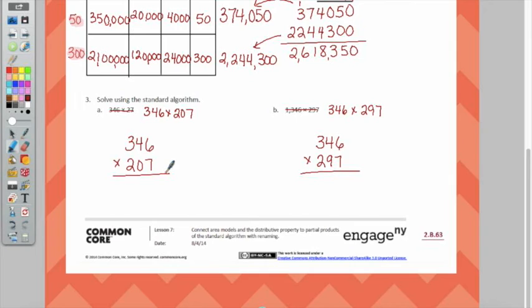So do B first and then do A. And this will prepare you for your exit ticket, because in A, we're taking out the 0. Oh, wait, do B, then do A? Do B first. Oh, okay.